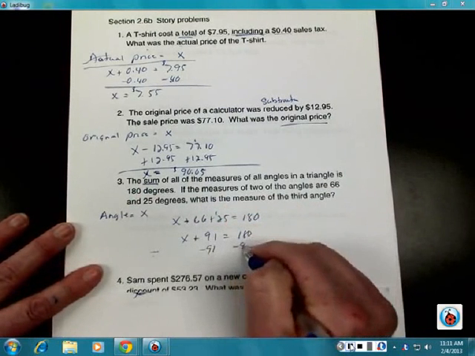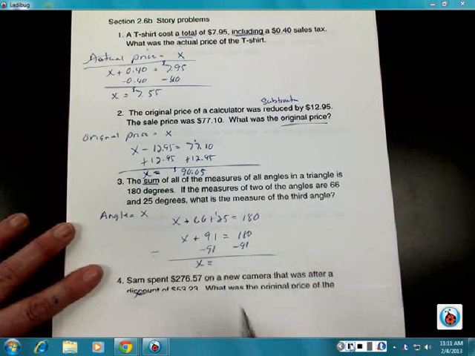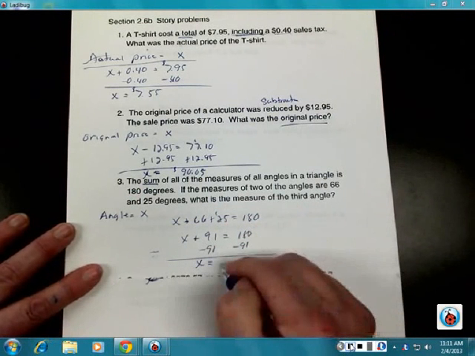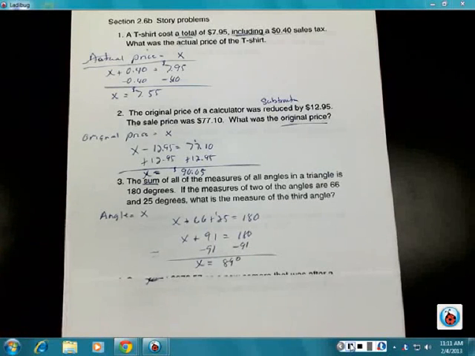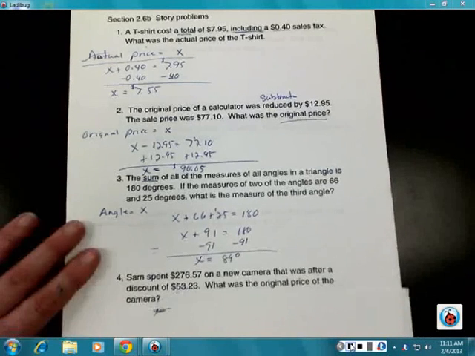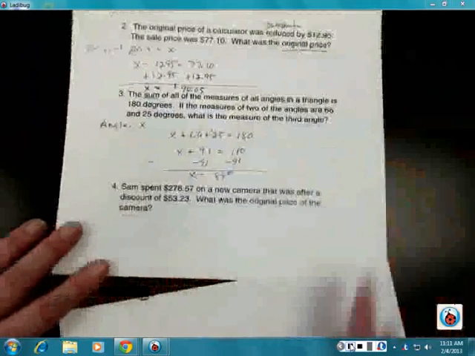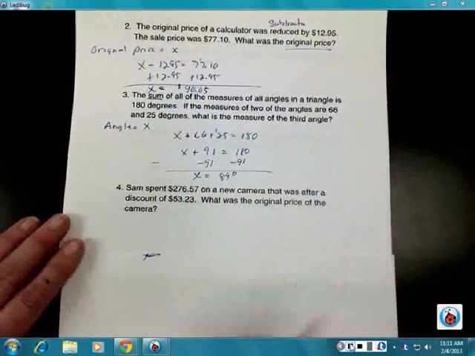Subtract 91 from all sides, and I find out x is equal to 89 degrees. Okay, not bad, right? So far, so good? Okay, now the next one.